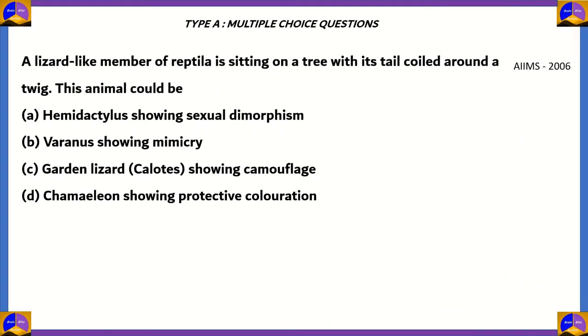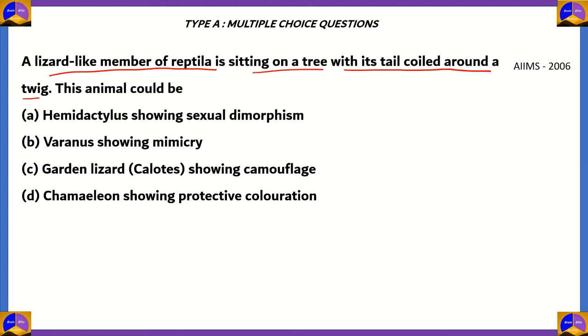Let's look at the next question. A lizard-like member of Reptilia is sitting on a tree with its tail coiled around a twig. This animal could be A, Hemidactylus, showing sexual dimorphism, B, Varanus, showing mimicry, C, garden lizard, that is Calotes, showing camouflage, or D, that is chameleon, showing protective coloration.